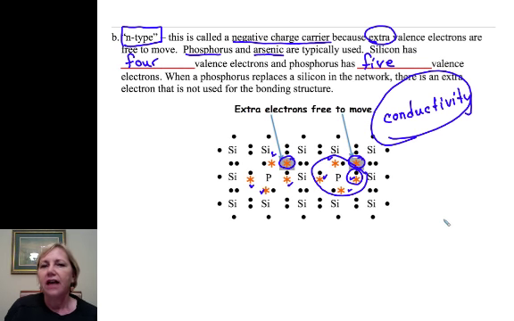So all right, that's network covalent. We're going to move on in the next video to discussing ionic and molecular covalent.